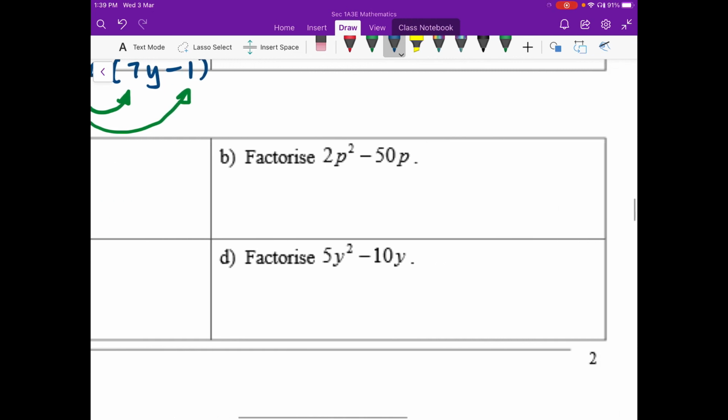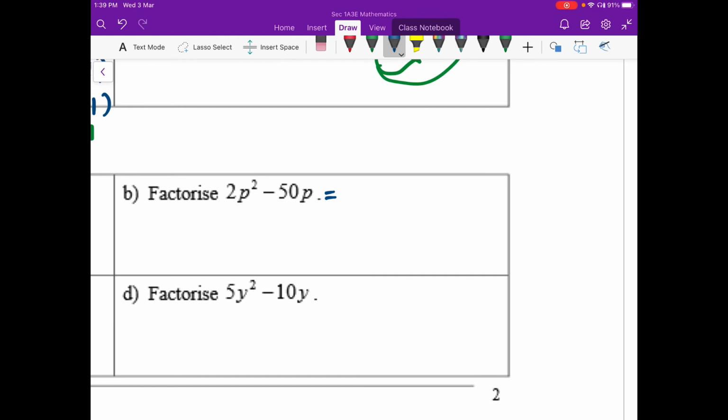Okay, next, part B. What is the common factor over here? 2. Is that all? p. Any more? p squared? No, only the first term has p squared. The second term only has 1p. So in this case, we have factorized out the common factor already. What is left in the first term after you factorize out 2p? Just simply p. So you do a quick check, 2p times p, 2p squared. Alright, next, minus 25. And that's it.